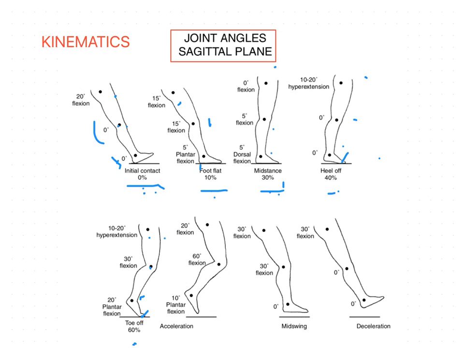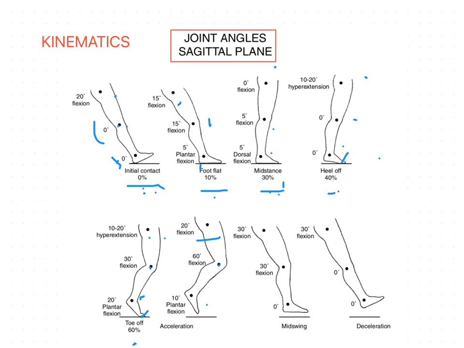Now we'll move on to the swing phase. At the hip we can find 20 degrees of flexion. This one is initial swing. At the end of the initial swing we can find 20 degrees of flexion at the hip, 60 degrees of flexion at the knee, and 10 degrees of plantar flexion at the ankle.